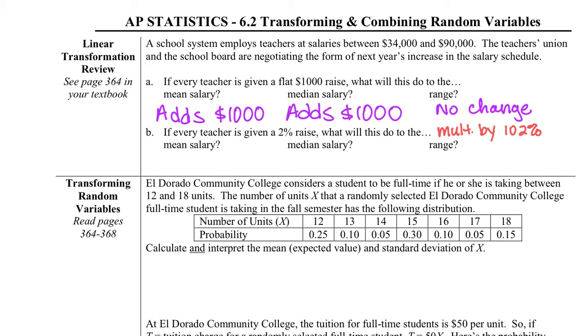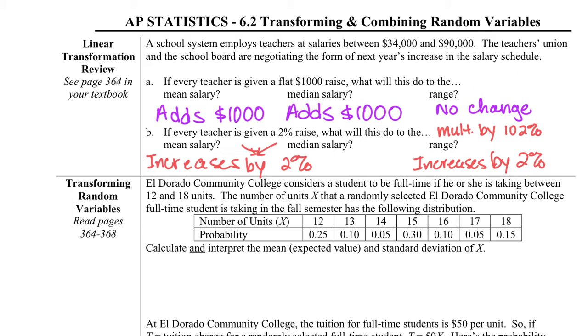So then that comes to our first question. How will it change the mean and the median? And these will always be the same since they're both measures of center. Both the mean and the median will increase by 2%. So what is that going to do to the range? That, of course, will also increase by 2%.